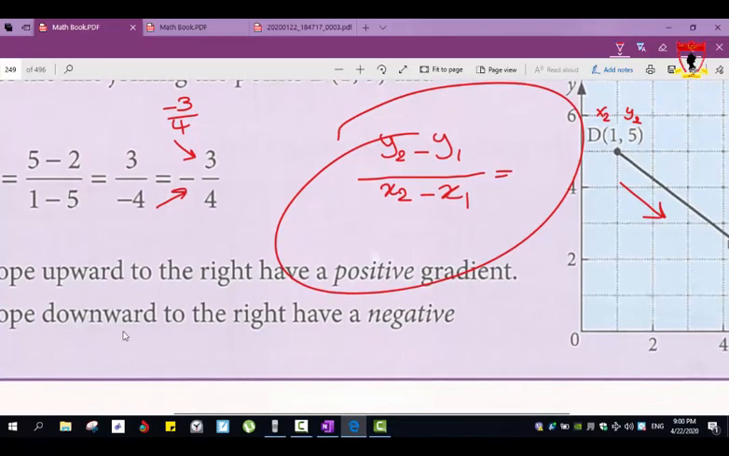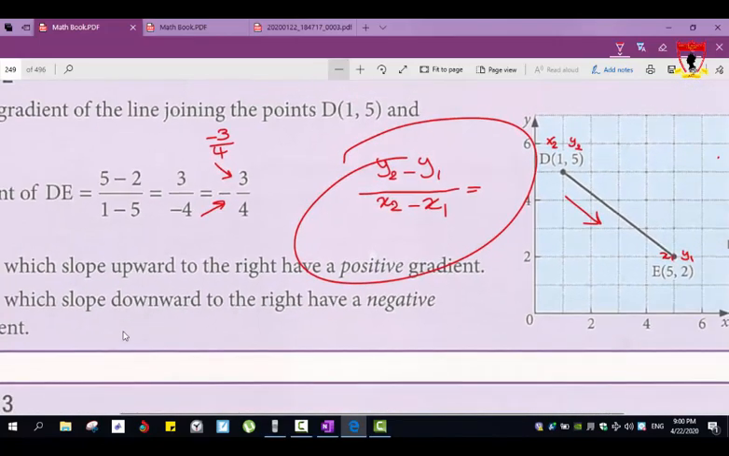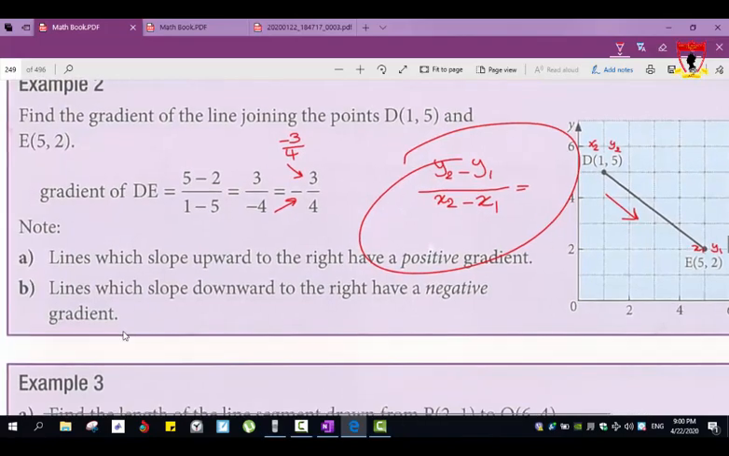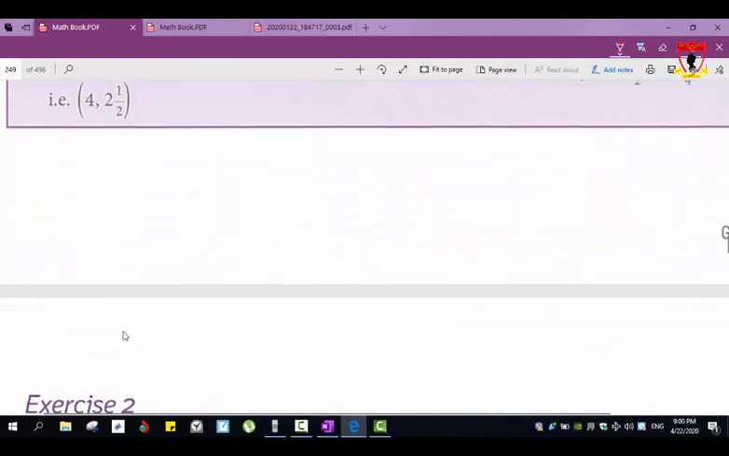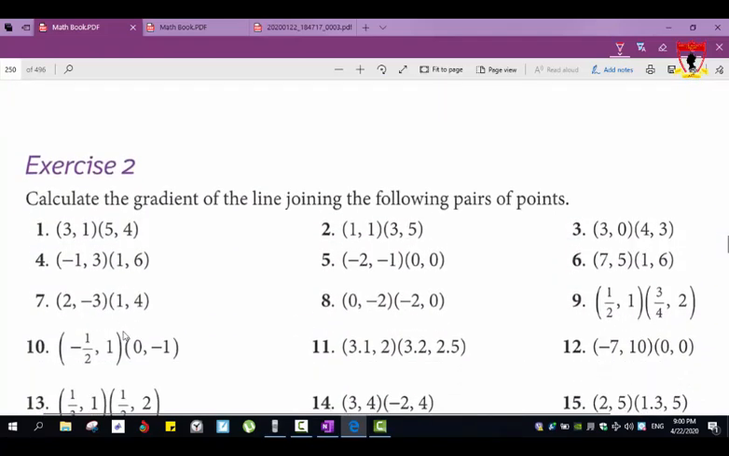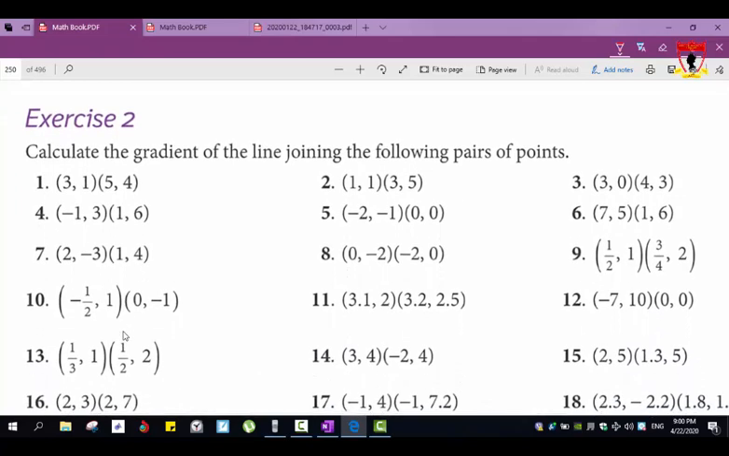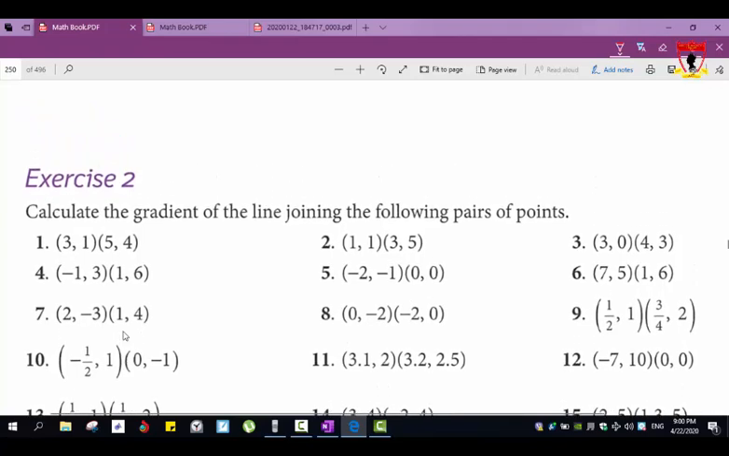That's it. Now let's move on to the exercises. In this set of exercises, there is no graph. We just have the coordinates of 2 points. Let's do it. Calculate the gradient of the line joining the following pairs of points. It means if we plot these points and join them, it's a straight line between them. We need to find the gradient of this straight line. Then we don't have to draw or plot or join. We just use the rule to find it.